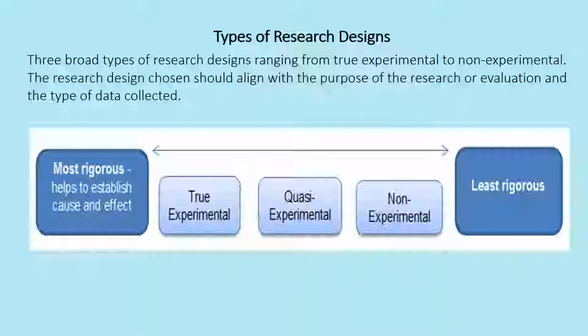I know in the course we reviewed several types of research design, but let's go back to the basics and look at the three broad types of research design ranging from true experimental to non-experimental. The research design chosen for a particular study must align with the purpose of the study and the evaluation and the type of data that's going to be collected. The diagram identifies the most rigorous type of research design, which is more of a cause and effect, and we call that true experimental, all the way to what is the least rigorous, and that is our non-experimental designs.